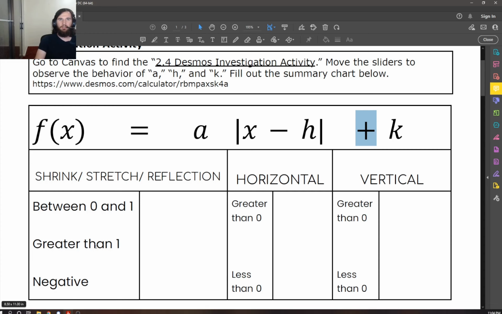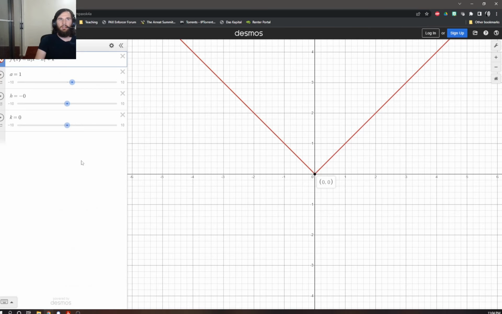So if you go down to Desmos, we're going to be talking about transformations. And if you remember geometry last year, we talked about translations, rotations, reflections, and dilations. That's what this is. So starting with the a, we're multiplying, right?